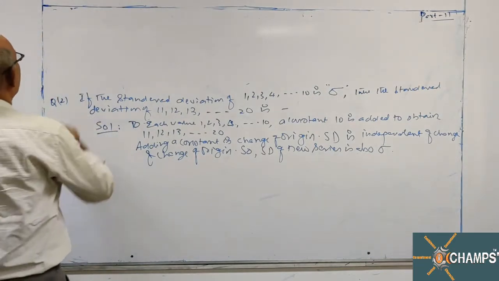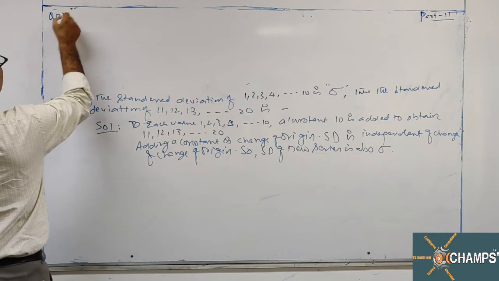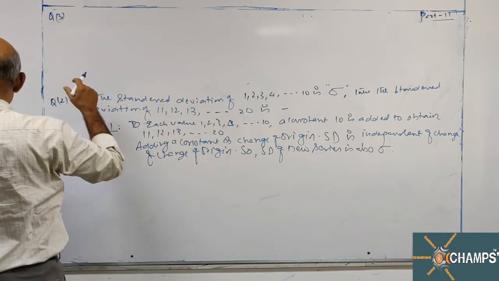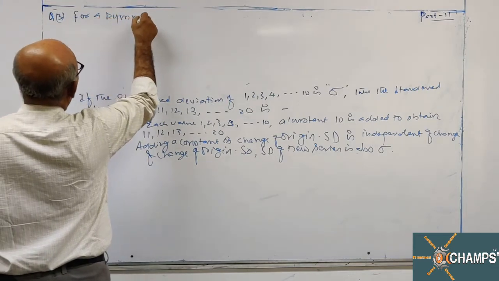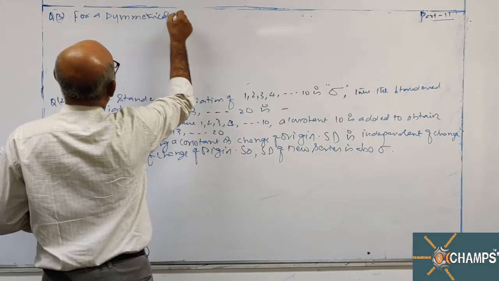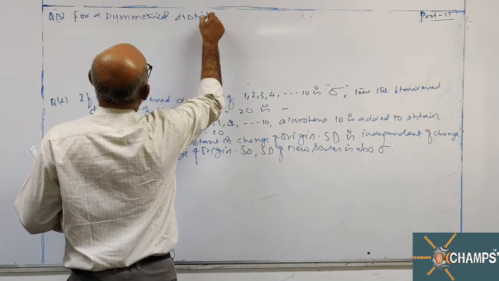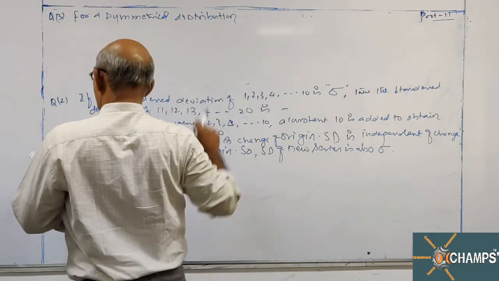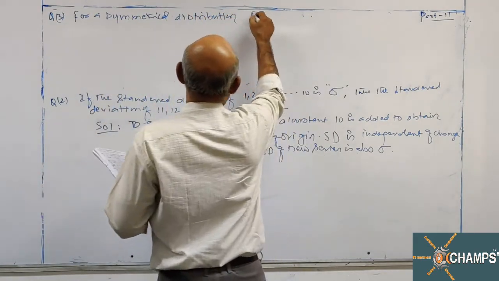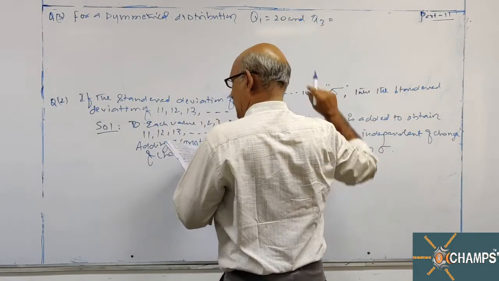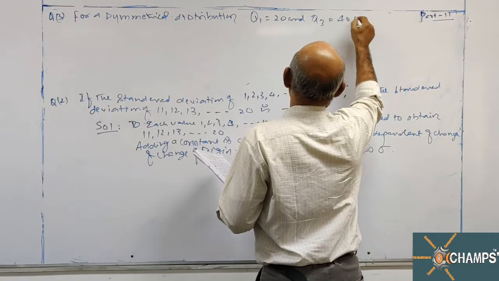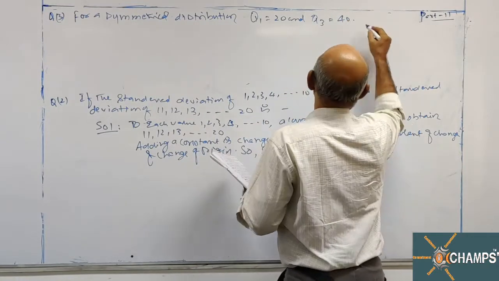Now look at the question number 3. For a symmetrical distribution, Q1 is equal to 20 and Q3 is equal to 40. Median is?